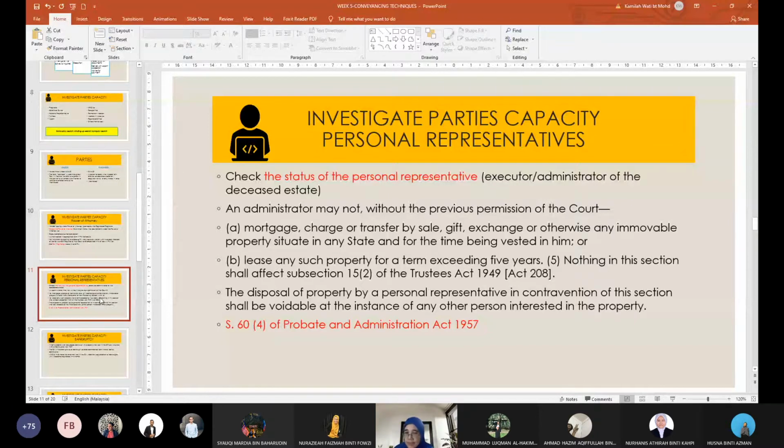This you all learn in the Probate and Administration Act: an administrator may not, without previous permission of the court, mortgage, charge, or transfer by sale. He cannot sell or charge the property without the court order. The disposal of property by a personal representative in contravention of this section shall be voidable at the instance of any person interested in the estate. So this is under section 64 of the Probate and Administration Act.